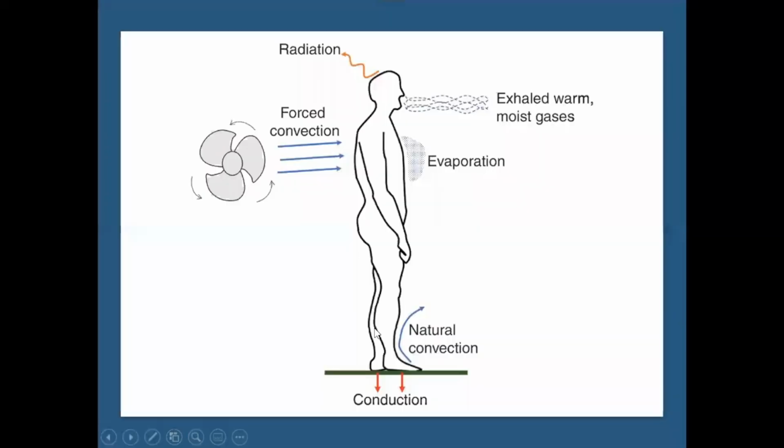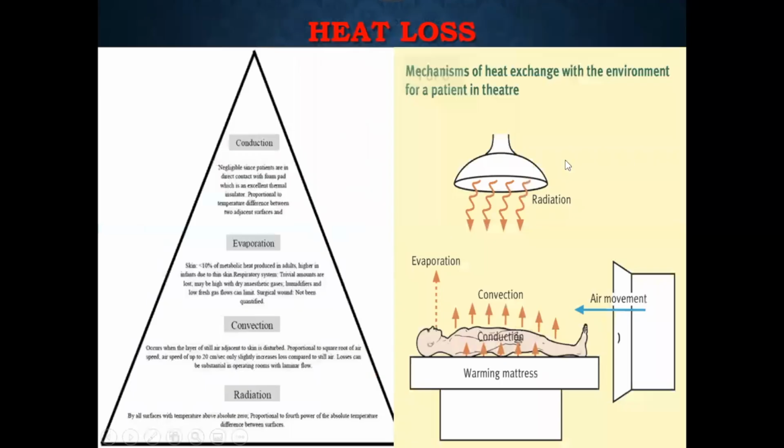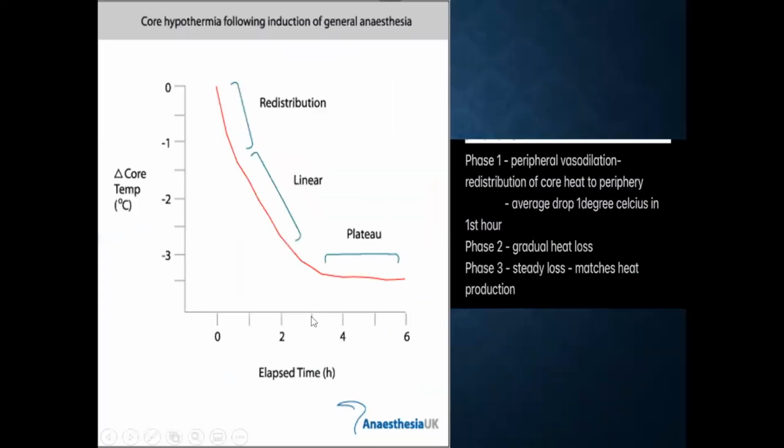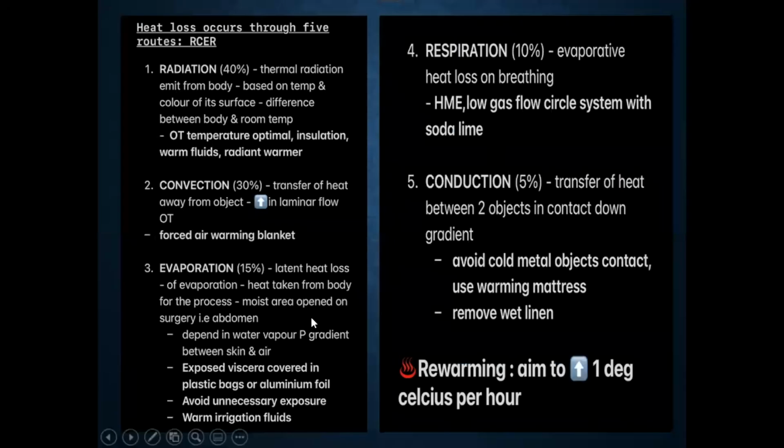Okay, so in this picture you can see the air movement; all this is important. You can read this part of the definition later. The important part is how we are going to reduce the heat loss. To reduce heat loss by radiation, we keep the OT temperature optimal, not too cold, and insulate the patient. That's why we wrap the patient with a blanket or anything. Give them warm fluid.